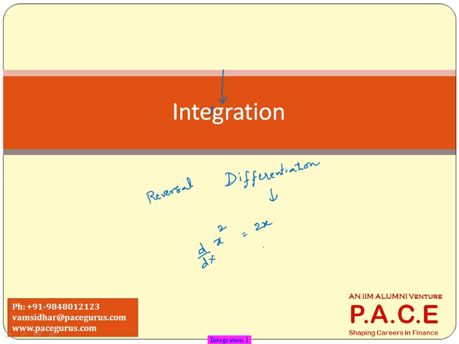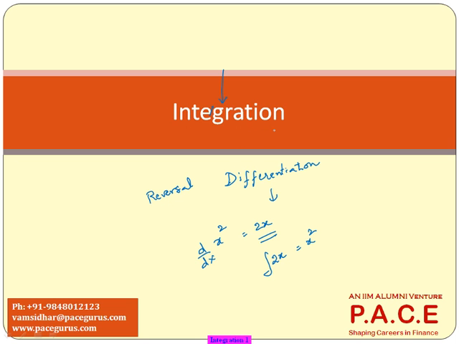It means if I do the integration of 2x, typically written with something like this, the integration of 2x is nothing but x squared, right? So this is one of the simple relationships that exists between integration and differentiation.